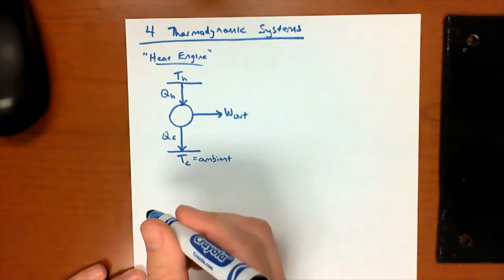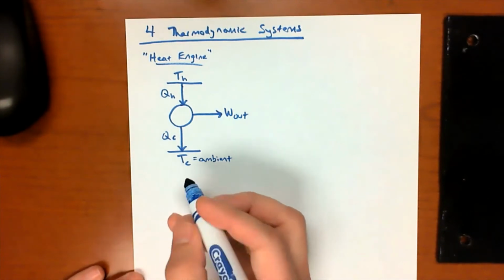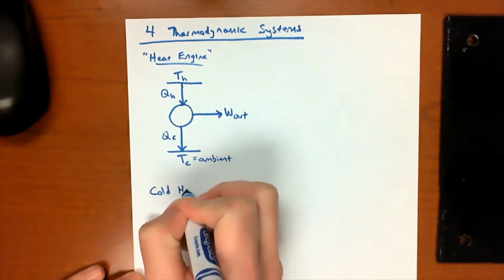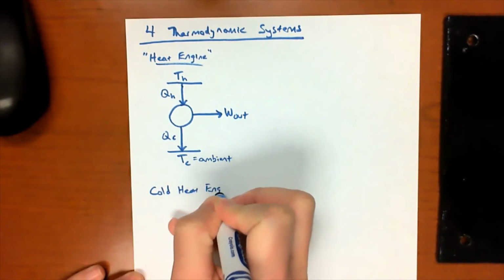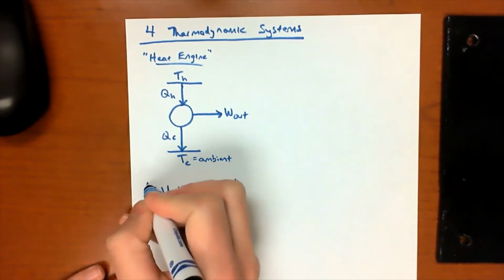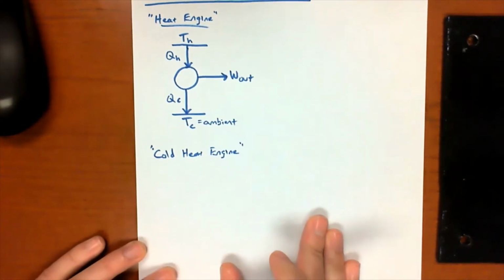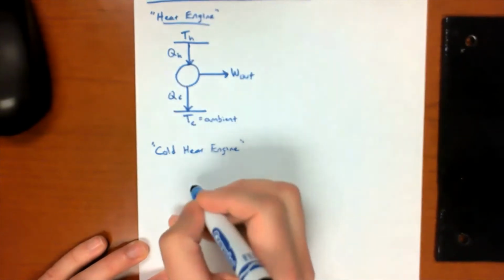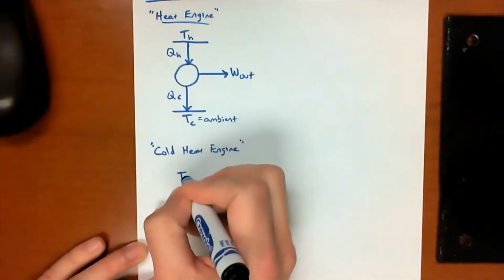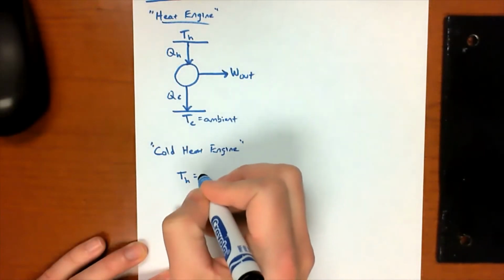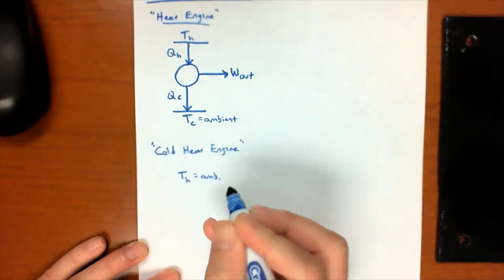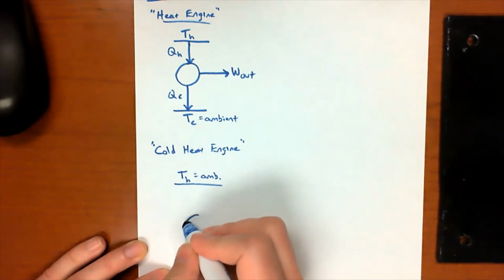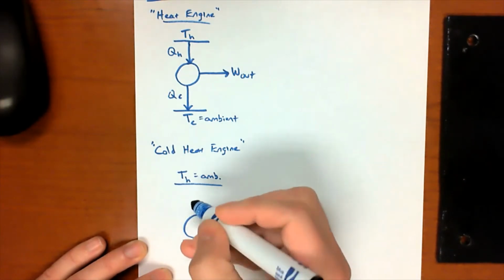So the next one is actually not very uncommon. It's called a cold heat engine. So it's very similar to this one, but the only difference really is that what we're going to say in the cold heat engine is that the T hot is actually the ambient temperature. And then we have our process, whatever that is. It could be a steam cycle or something.